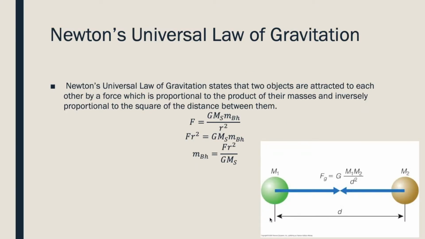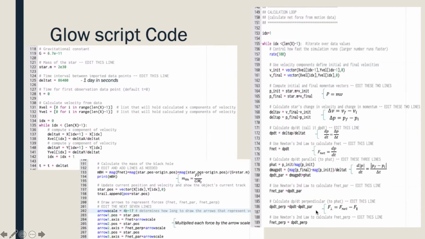Next, we will also use Newton's universal law of gravitation, which states that two objects are attracted to each other by a force which is proportional to the product of their masses and inversely proportional to the square of the distance between them. So we can manipulate this formula to solve for the mass of the black hole, which we can see through these equations. And here's just a diagram representing this formula.